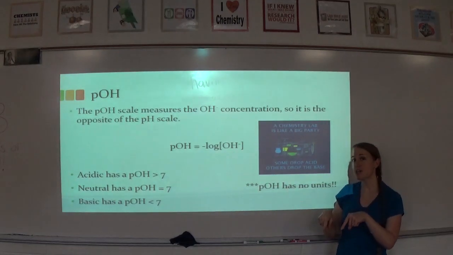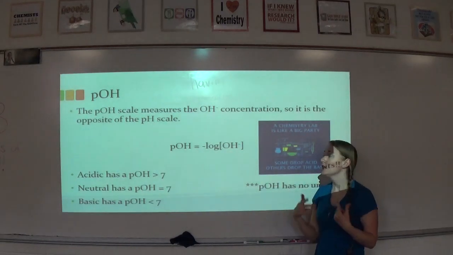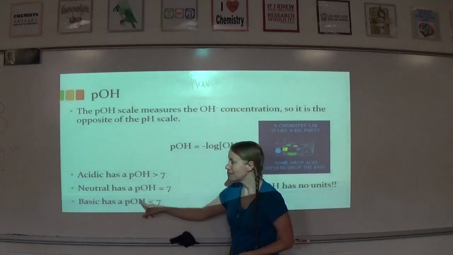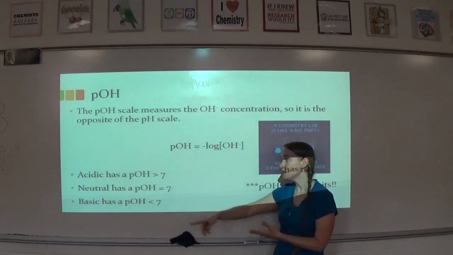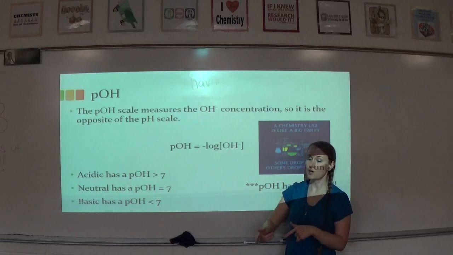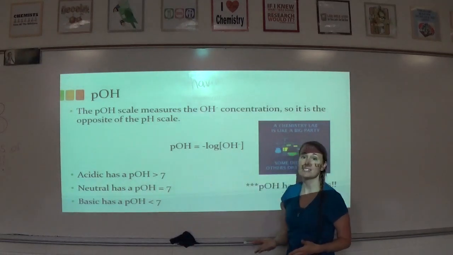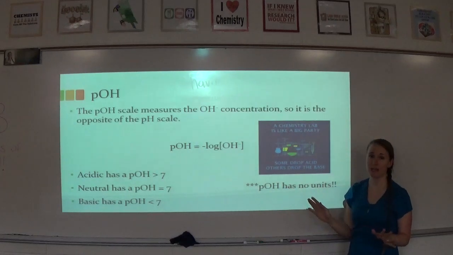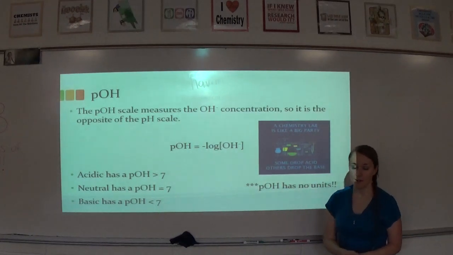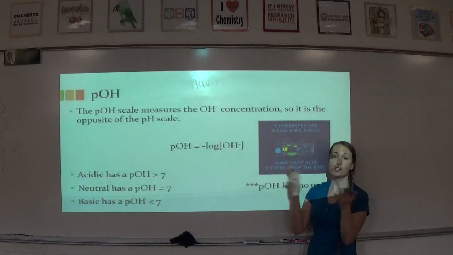Now on the pH scale, less than 7 is acidic. So on the pOH scale, less than 7 is basic. Now 7 is still neutral, but on the pH scale, more than 7 is basic. On the pOH scale, greater than 7 is acidic. And pOH, just like pH, has no units. Alright, so pOH and pH, like I said, they're just opposites.